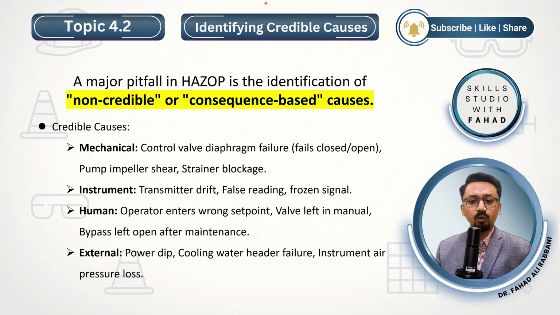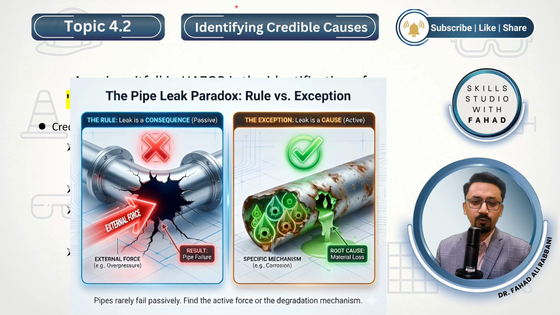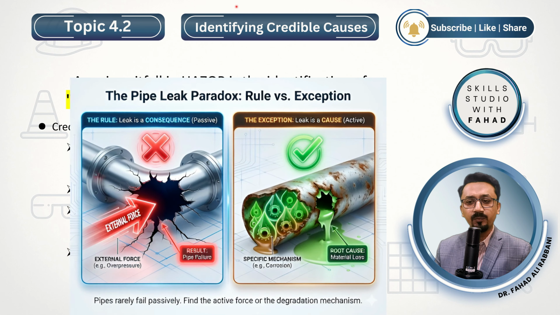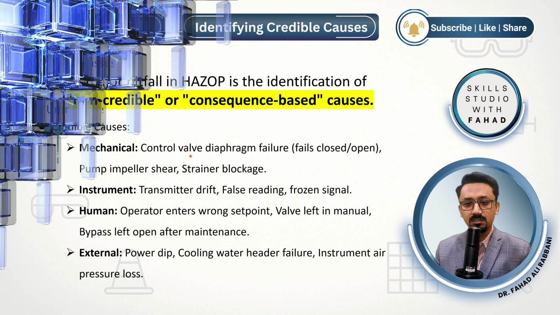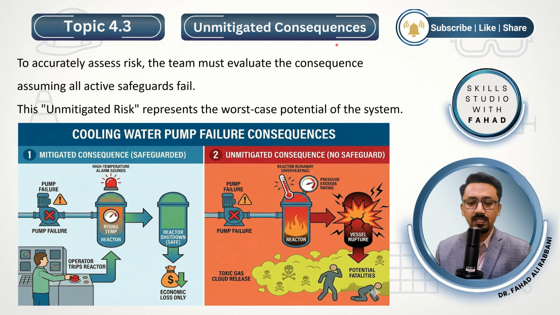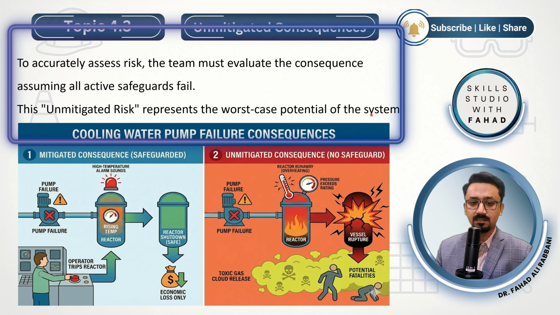What if we talk about non-credible causes? It can be something like pipe leak. Unless there is a specific corrosion mechanism, random pipe failure is usually considered a consequence of overpressure, not a root cause. Unmitigated consequences. If there are some parameters which have been left unnoticed during HAZOP analysis, what can the worst case be? To accurately assess risk, the team must evaluate the consequence assuming all active safeguards fail. This unmitigated risk represents the worst case potential of the system.